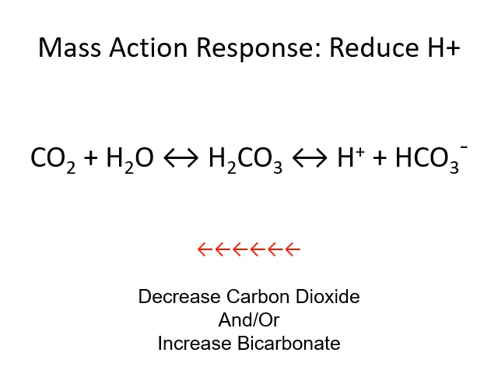Here we want to reduce the hydrogen ions. I can do that two ways. I can either decrease this, and that'll make this bigger than this, so the equation wants to run the way the arrows are, or I can increase bicarbonate. I can put more bicarbonate up here, and again, I'm going to force the equation this way.